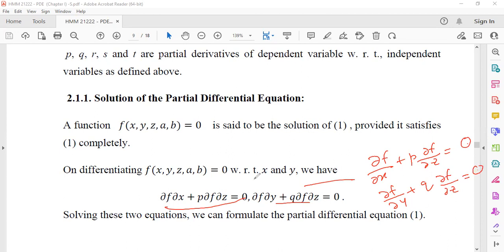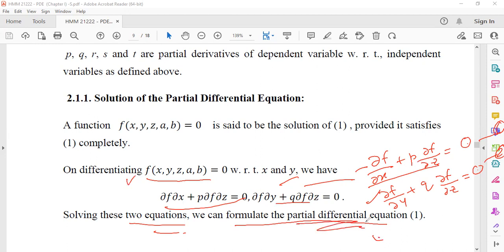So when you are differentiating this solution with respect to x, this is the equation, and with respect to y, this is the equation. When we solve these two equations, we can formulate the partial differential equation. We can see that in the example. Let's say this is my equation 1, this is my equation 2. Using some techniques, I can derive my actual partial differential equation. Let's see the example, then you will understand.